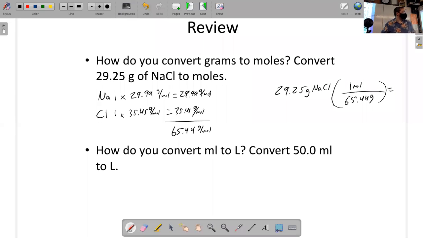All right, so let's see what that comes out to be. 29.25 divided by 65.44. Well, there's four significant figures, so like 0.4470 mole. And then the prefix milli means 1,000th. So it turns out there's 1,000 milliliters in a liter.